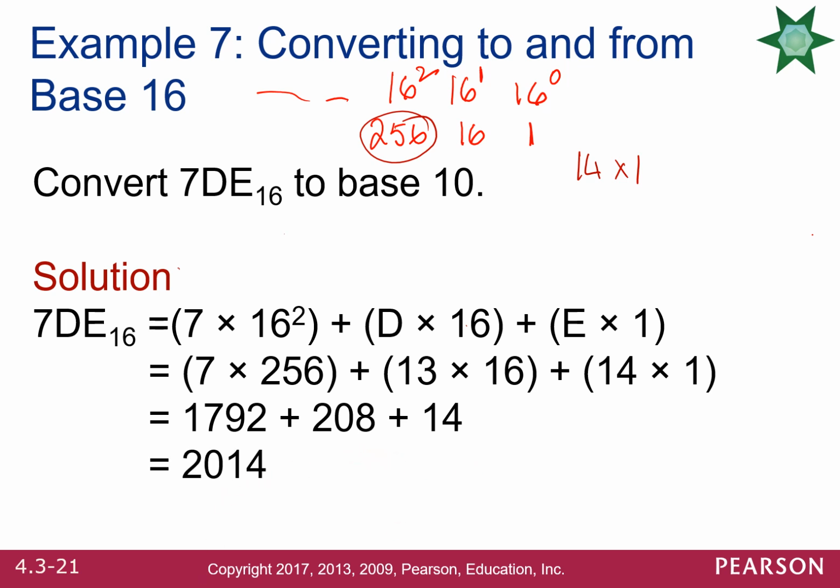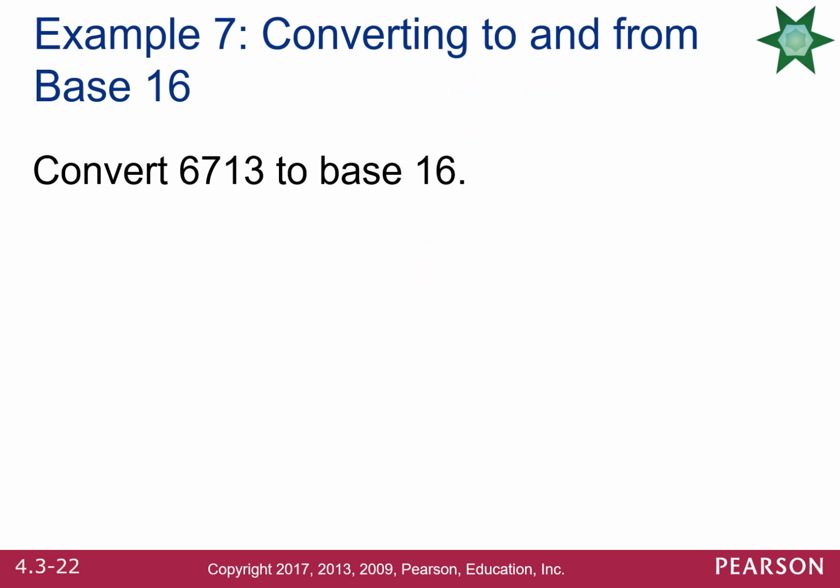So the decimal equivalent of 7DE in base 16 is 2014. All right, so this is how you're going to do the conversion from base 16 to base 10. And finally, to convert from a decimal to a base 16 numeral, we have to follow the same process of division that we learned before for bases less than 10.